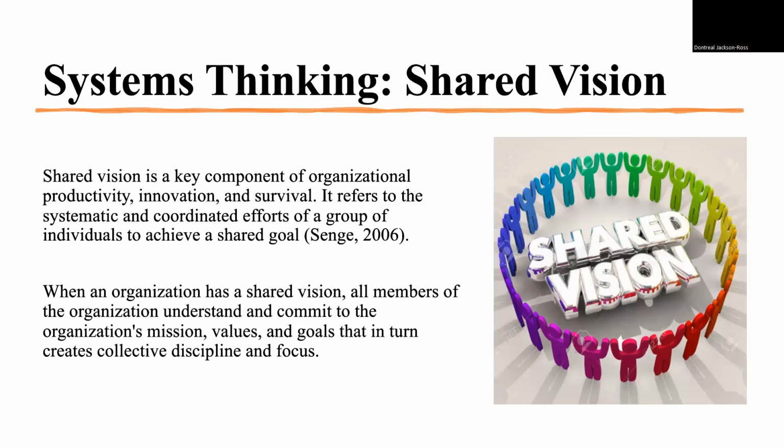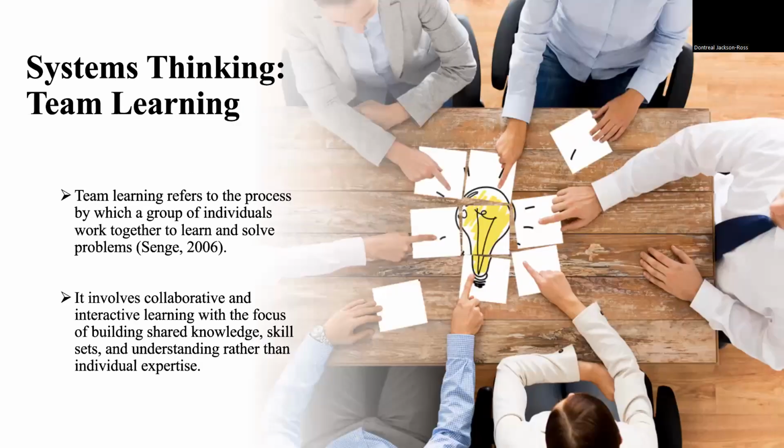When we look at systems thinking, it has everything to do with shared vision. And shared vision is a key component of organizational productivity, innovation, and survival. It refers to the systemic and systematic coordinated efforts of a group to achieve a shared goal. And this is coined by Senge 2006. When an organization such as CSU has the shared vision, all members of that organization understand and commit to the mission, values, and goals, and in turn create collective discipline and focus. And CSU has begun that particular methodology and that outlook, that ideology of systems thinking.